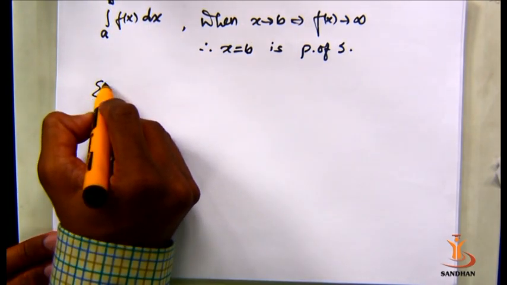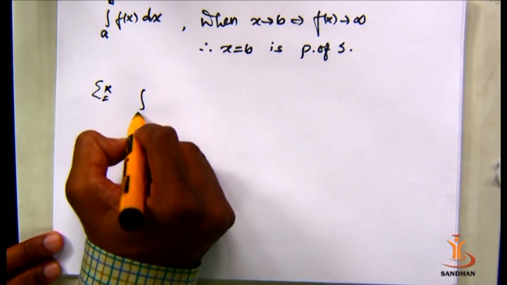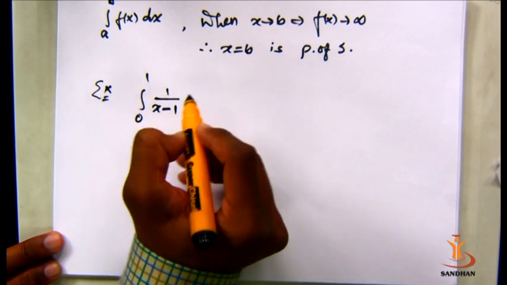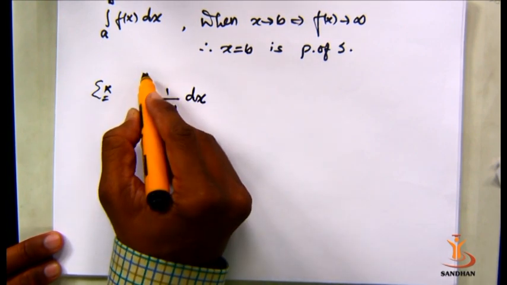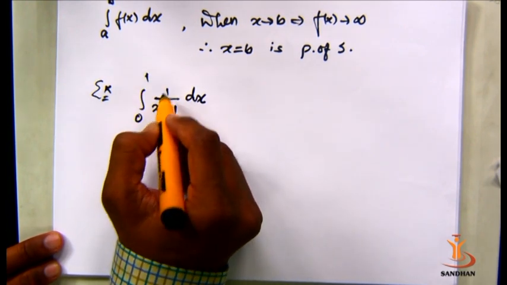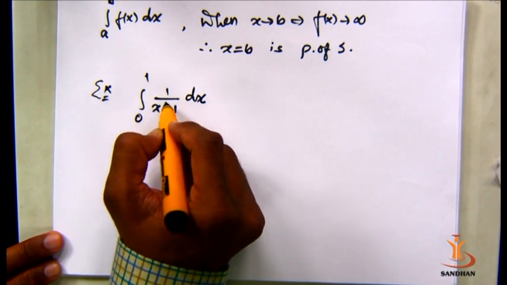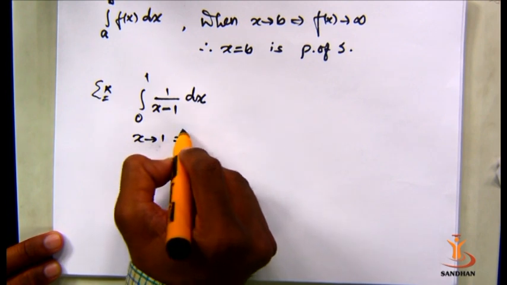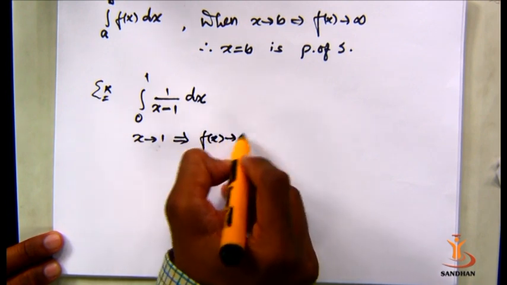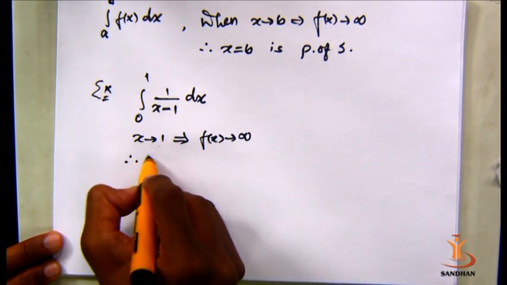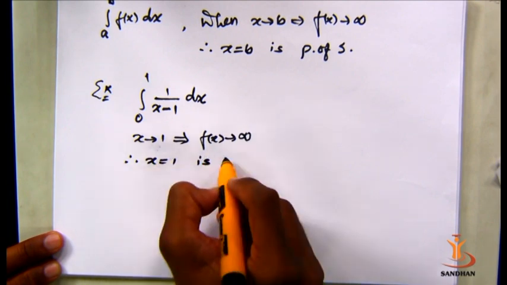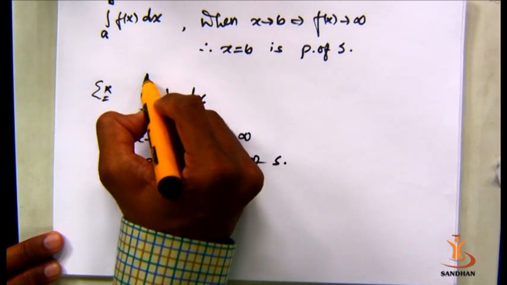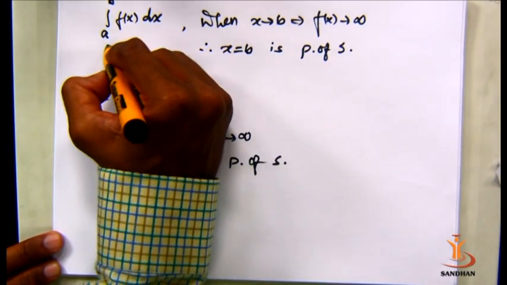Let me give you one example. Say 0 to 1 again. Let us consider the function 1 upon x minus 1, dx. If you put 1 in place of x, you'll get 1 upon 1 minus 1, that is 1 upon 0, which tends to infinity. That means as x tends to 1, f(x) tends to infinity, and such that x equals 1 is a point of singularity. The integral is said to be an improper integral.